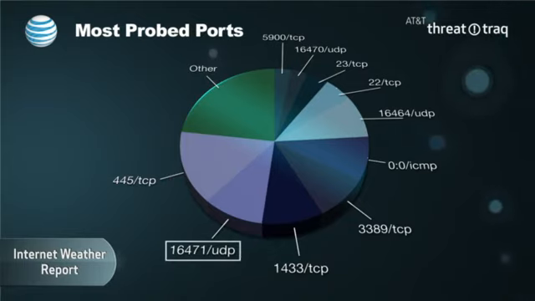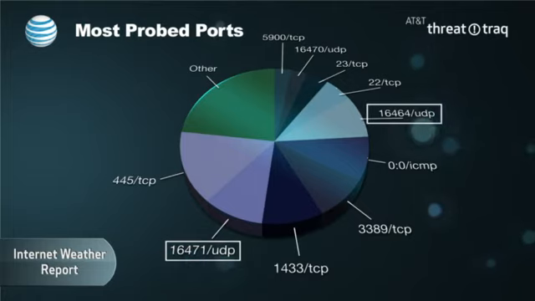The 16471 UDP, 16464, 16470, those are all related to ZeroAccess, which we talked about at the top of the program. Again, if you see devices in your enterprise trying to make lots of outbound connections in these ranges, like 16,460 up to 71-ish UDP, especially when they're making tens of thousands of connections a day, that is something you should check into. It's probably a ZeroAccess infection.